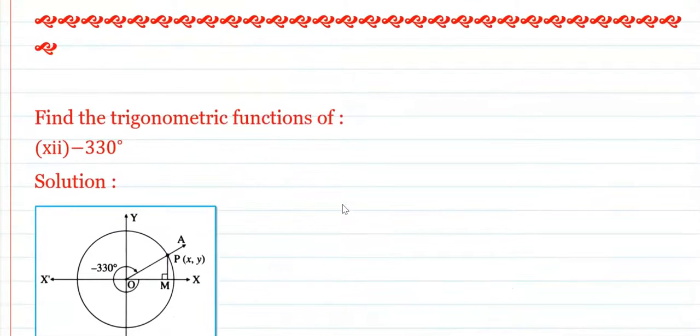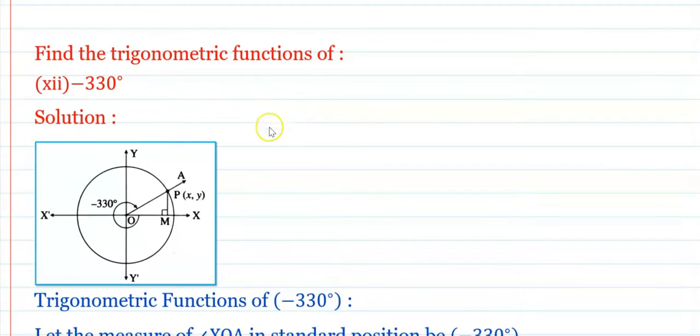Now the next. Find the trigonometric functions of minus 330. Minus 330 means the point P is in the first quadrant. This is 330, so what remains is 30 degree. That is, the measure of angle MOP is 30 degree and the measure of angle MPO is 60 degree. Now again, the side opposite to angle 30 means what? Which is the side? MP.